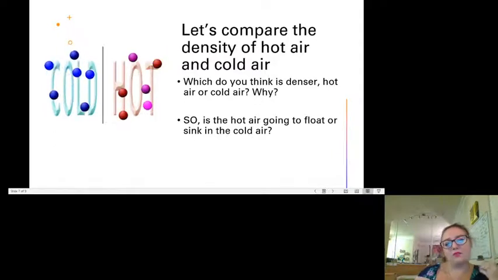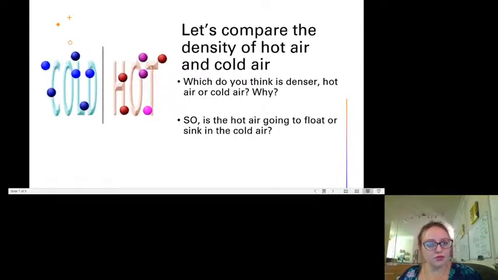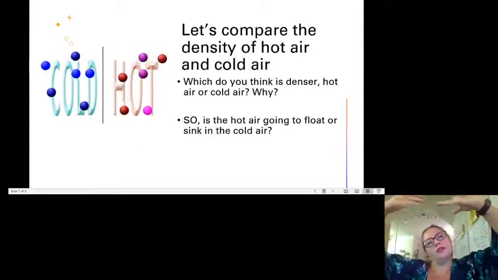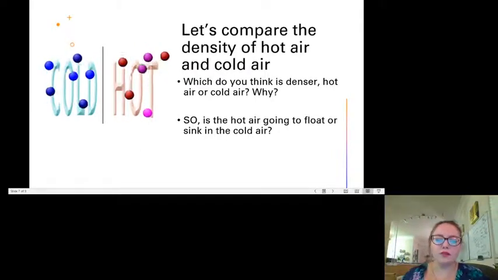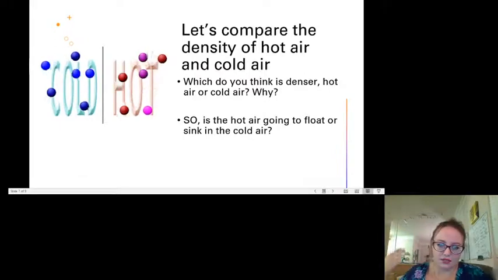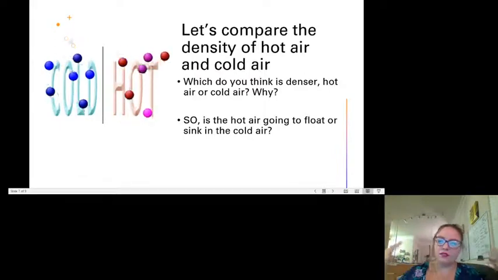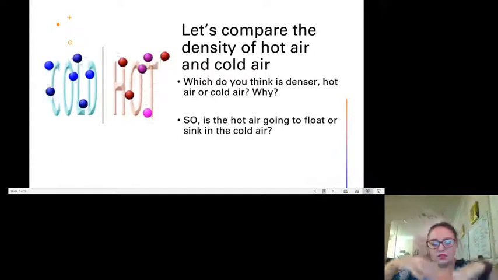So if I had some hot air and I had some cold air and I put them together, what do you think is going to happen? Which one's going to sink and which one's going to float? Well, the hot air is going to go up to the top and the cold air is going to go to the bottom. And that's just how the density of the air works, because the hot air is moving so much faster that it pushes all that cold air to the bottom.